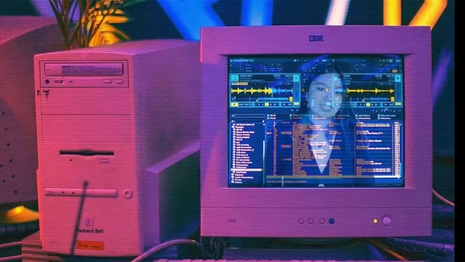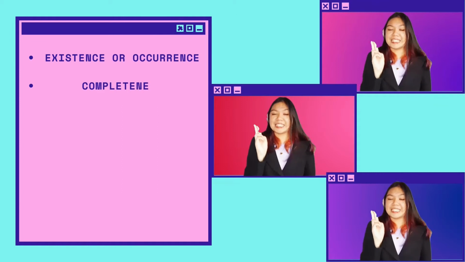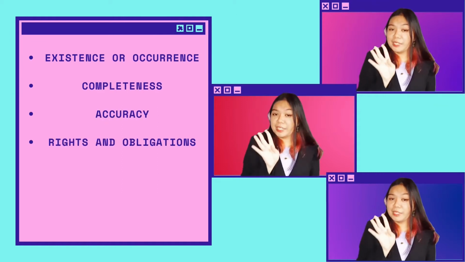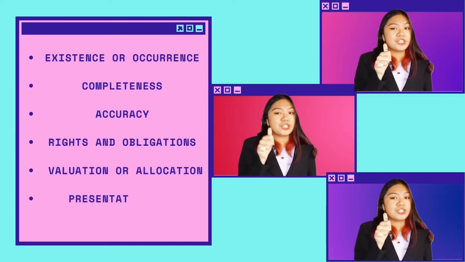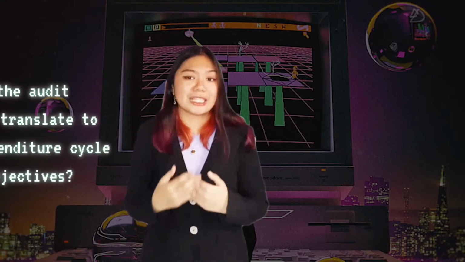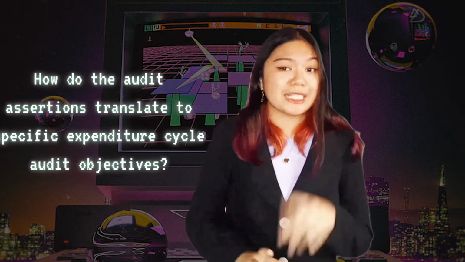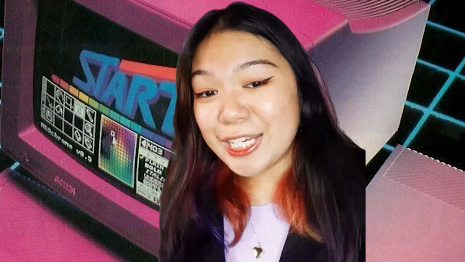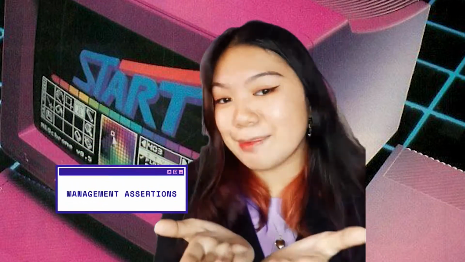So, let's recap the concept of audit objectives derived from general management assertions about financial statement presentations. Say it with me. Existence or occurrence, completeness, accuracy, rights and obligations, valuation or allocation, and presentation and disclosure. But let us recall how these translate to specific expenditure cycle audit objectives, shall we? So, here are the relationships between management assertions and expenditure cycle audit objectives.